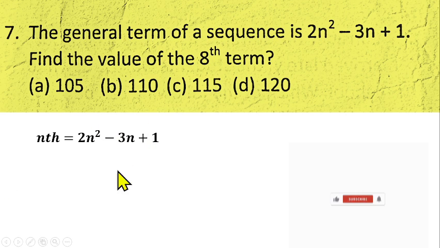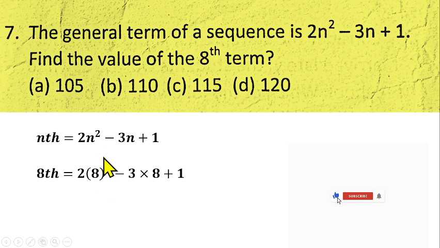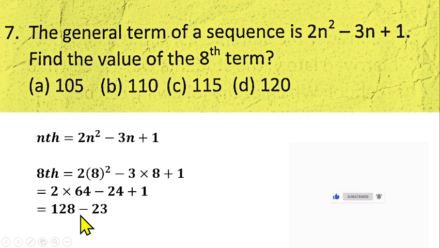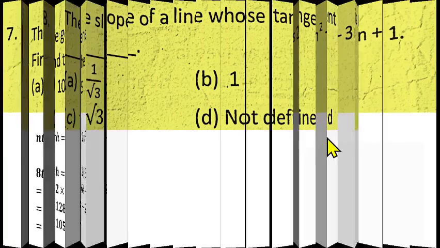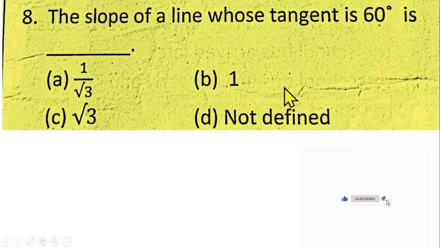So we have to look for the 8th term. So you put your 8 wherever you see n. In that case, the 8th term is 2 times 8 squared minus 3 times 8 plus 1. 8 squared is 64, times 2 gives 128, then minus 3 times 8 gives us minus 24, plus 1. If you simplify that further, that gives us 128 minus 23, and that should give us 105, which is option A for question number 7.